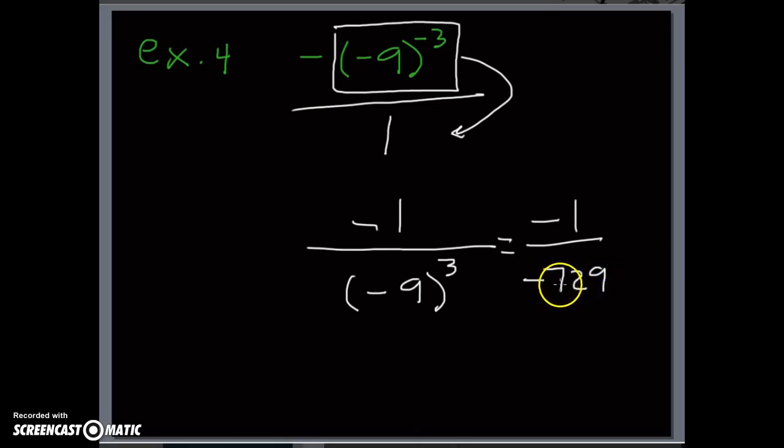Now, 729 does not go into 1, it's a fraction. However, I can further simplify this because I've got a double negative. A negative divided by a negative is a positive, so my expression in the end is 1 over 729.